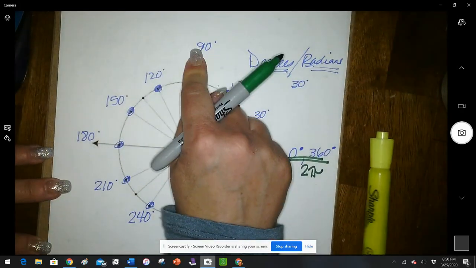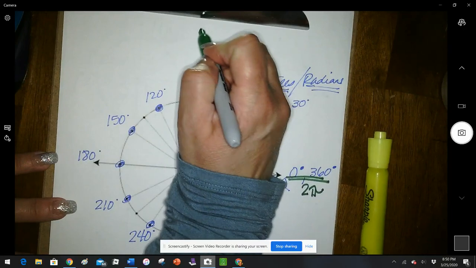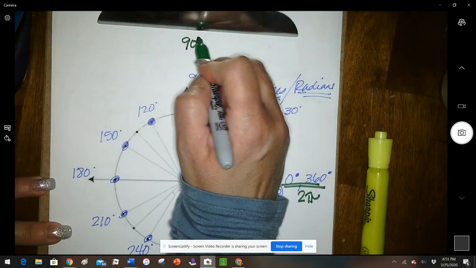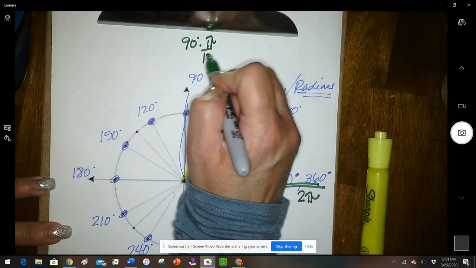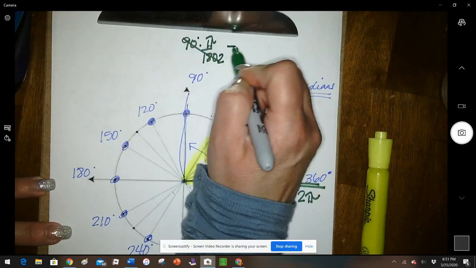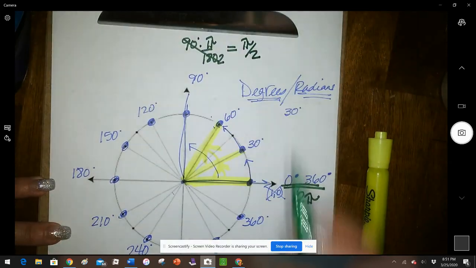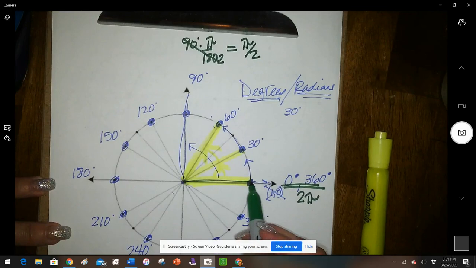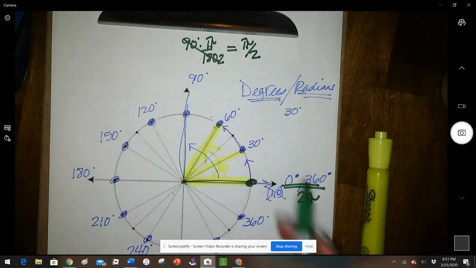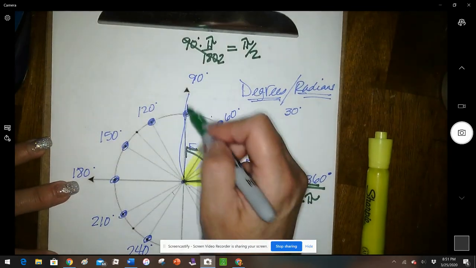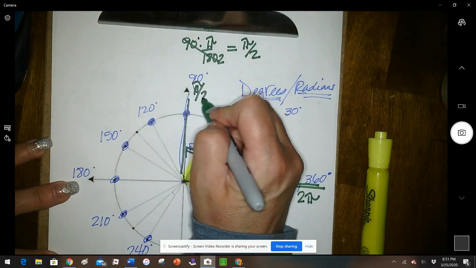Let's go figure out 90 degrees. And so with 90 degrees, I'm going to multiply by pi over 180. And as I reduce, I end up with pi over 2. So here's 0. When I go up to here, I'm at pi over 2.